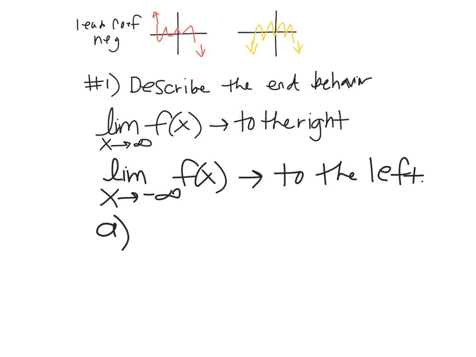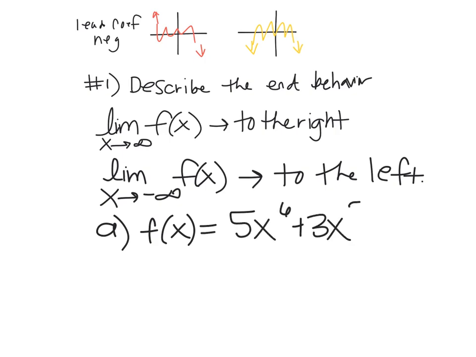So let's do one. Here we go. Let's say our polynomial f of x is equal to 5x to the 6th plus 3x to the 5th minus 10x minus 4. Okay? All right. We're going to talk about the end behavior. End behavior is all the stuff that's happening to the left and all the stuff that's happening to the right. The end of the graph.